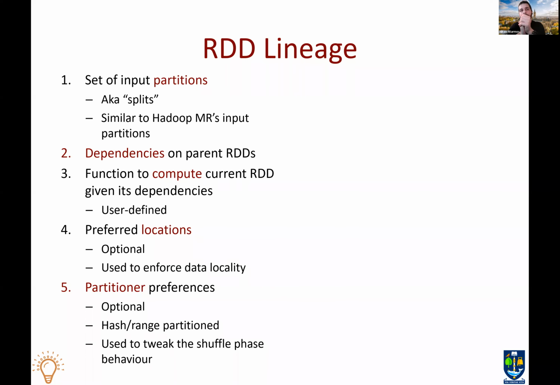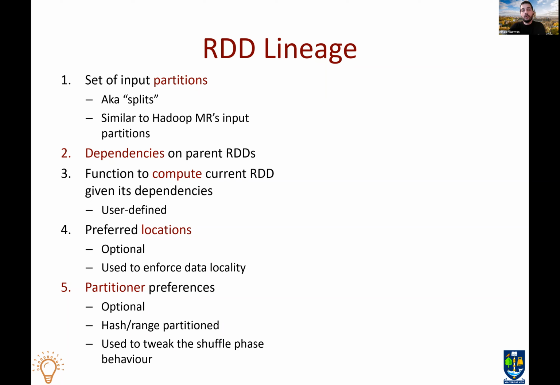We also record the function. So what transformation or whatever was used to compute the current RDD given its dependencies. Okay, this is the code you write, pretty much. So this can be a map, it can be a filter, it can be pretty much anything.